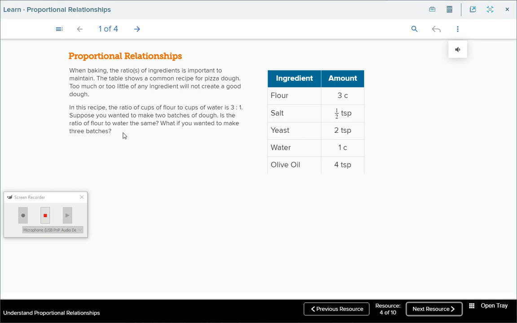Would that be a proportion? Think about what I said. 3 over 1 equals 6 over 2. Would that be a proportion? Yes, it would. Okay, good.